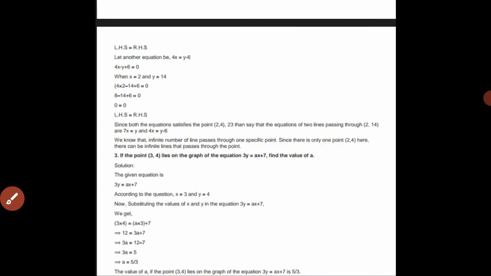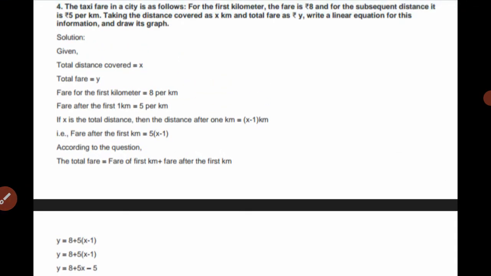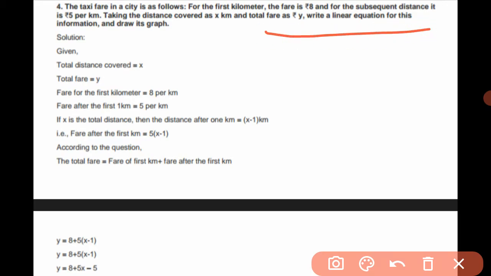Now after this, see question number 4. In question number 4 we are given that the taxi fare in a city is as follows. For the first kilometer the fare is rupees 8, and for the subsequent distance it is rupees 5. Taking the distance covered as x kilometers and the total fare as rupees y, write the linear equation. Here we can take total distance covered as x and total fare as y.